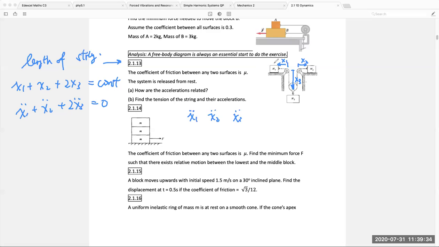So if we draw the free body diagrams, the frictions are equal to mu m1g, tension, mu m2g, and then. If we write down Newton's second law, the force, then for m3 it should be m3g minus 2T equal to m3 x3 dot dot. Let me write down all the equations first.